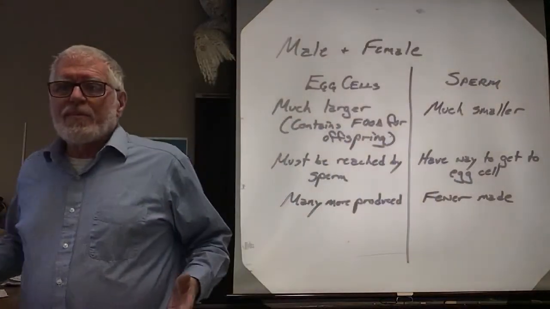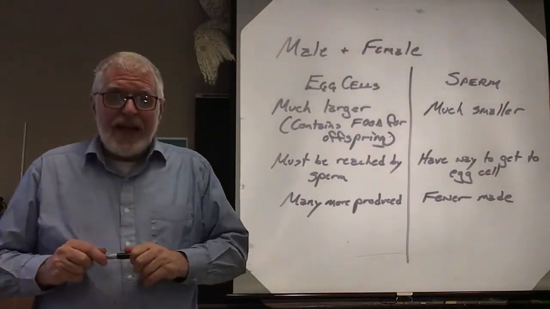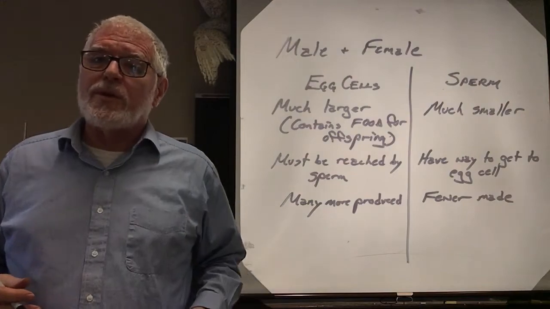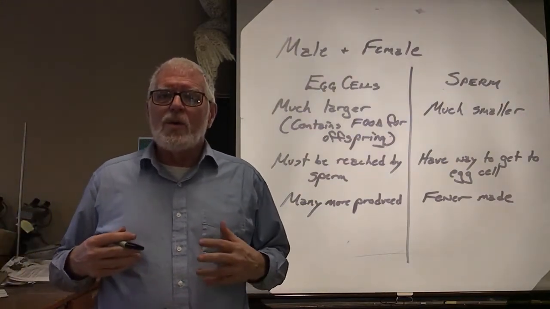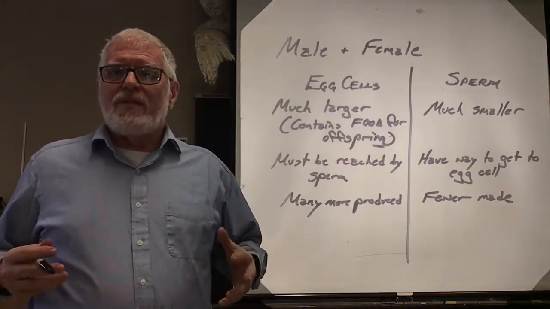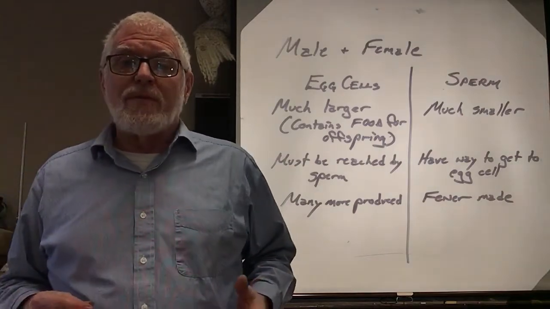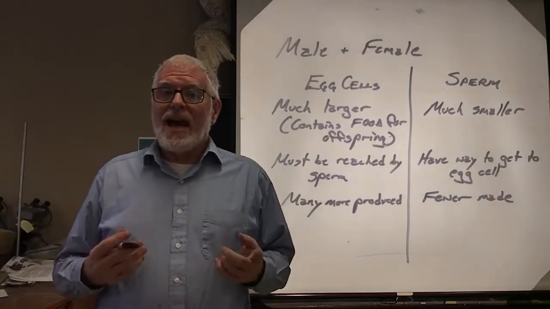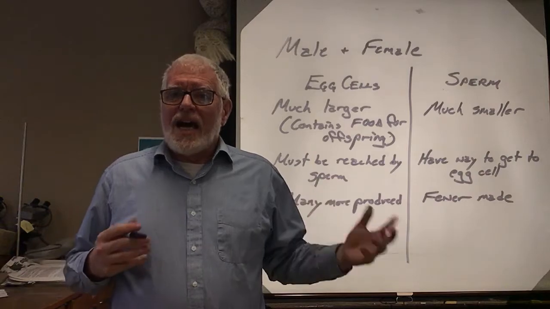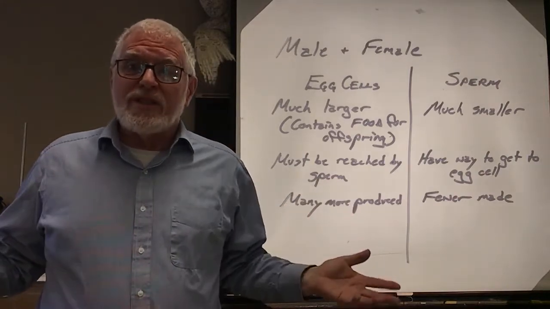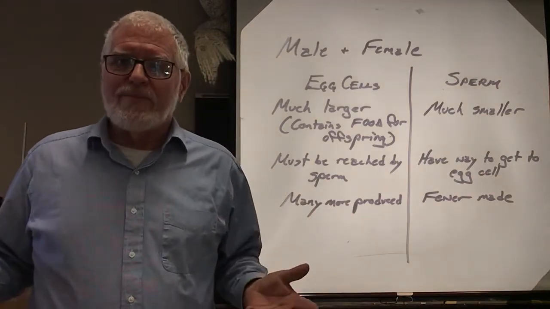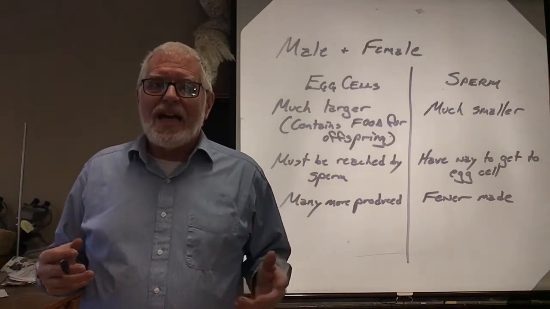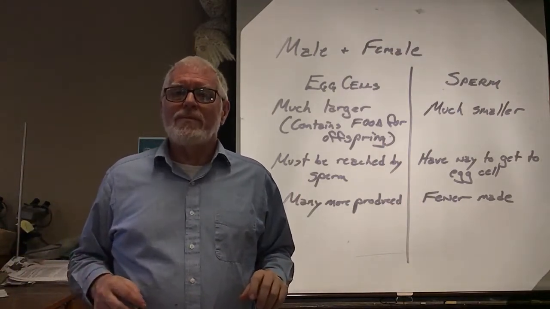Any cell that you're going to dump a lot of food into is metabolically expensive. It takes a lot of resources to make these guys. So the female individuals don't crank out anywhere near as many of them. On top of that, the odds of the sperm getting to where there's an egg cell are not great. So how do you up the odds? You crank out way more of them.